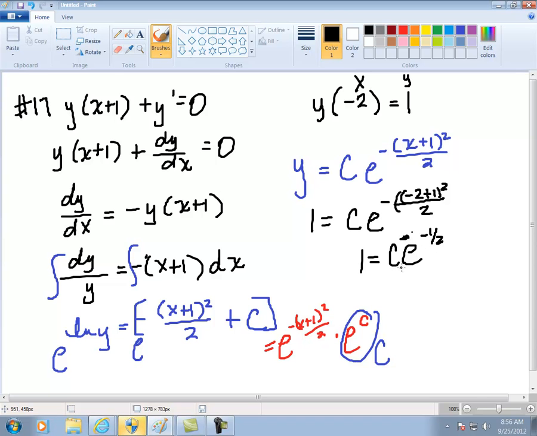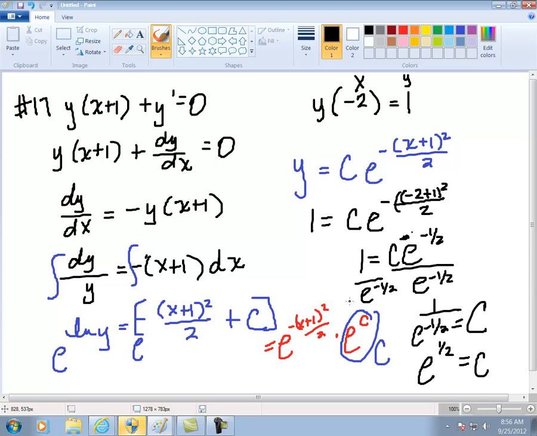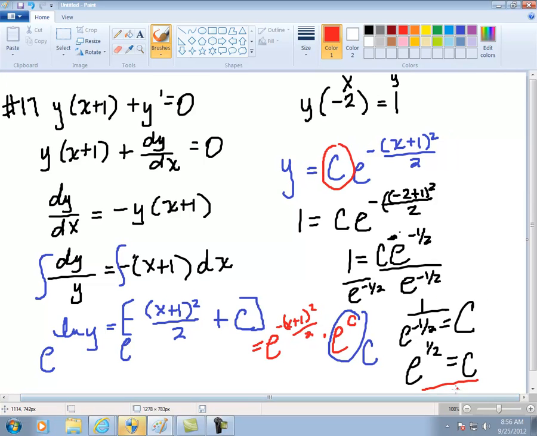Okay, and now in order to solve for c, I'm going to divide each side by e to the -1/2. Well, c is going to be equal to 1 over e to the -1/2, but remember, I can move this upstairs and make it a positive exponent. So e to the 1/2 is going to be c. And now the way that I write my general solution is I go back up here where I had the c, okay? And in place of my c, I'm going to plug in what I know c to be. So my final solution in this case is y equals e to the 1/2, e to the -(x+1)^2 over 2.